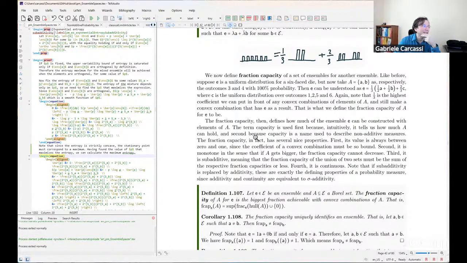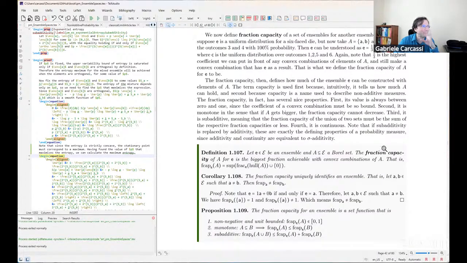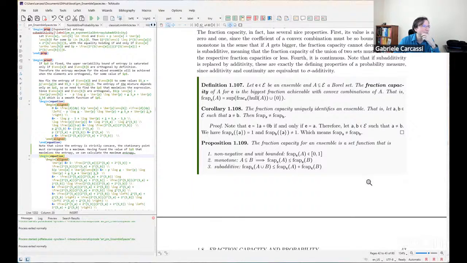So the fraction capacity, in fact, has several nice properties. First, its value is always between 0 and 1. We're going to just look at them while we prove them. Otherwise, we just look at them twice. So first, the definition.